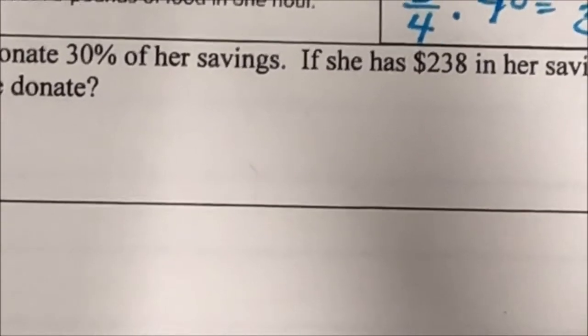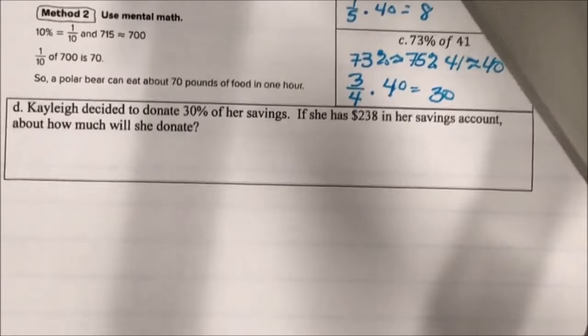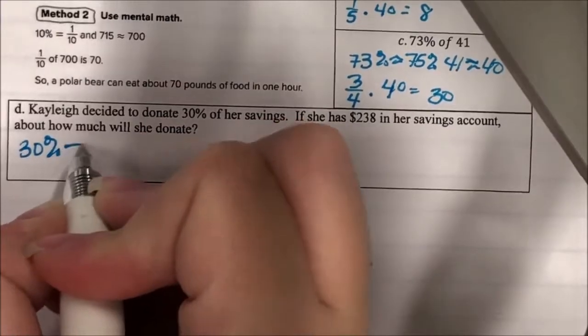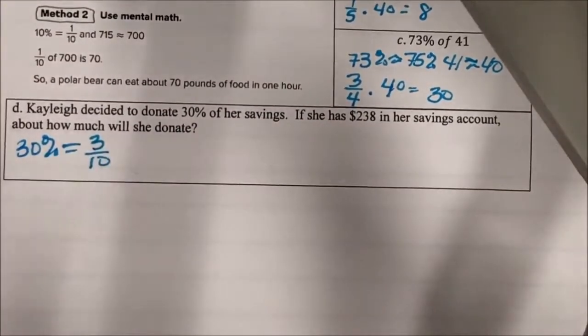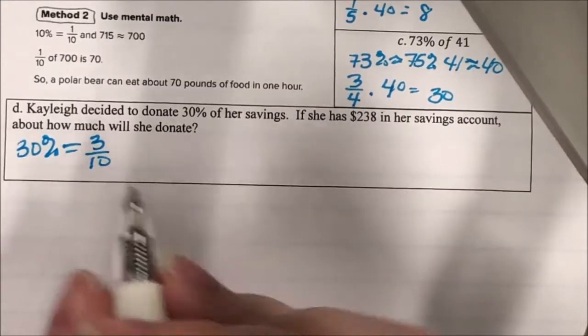Letter D says Kaylee decided to donate 30% of her savings. If she has $238 in her savings account, about how much will she donate? 30% I'm going to leave alone, okay? That's about 3/10 of her savings. So 30% equals 3/10, right? $238, I'm going to round to 240.